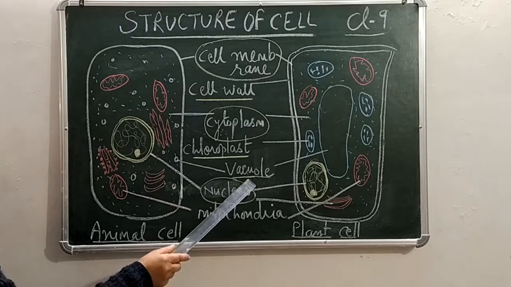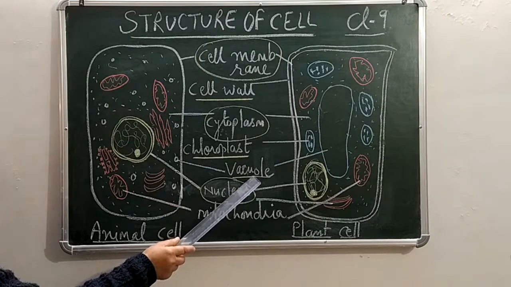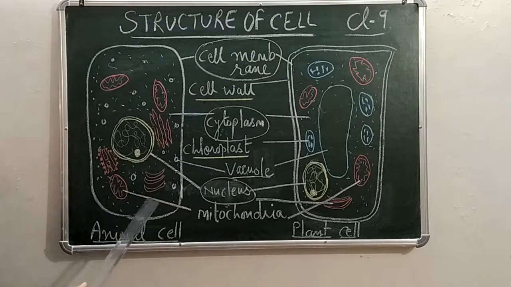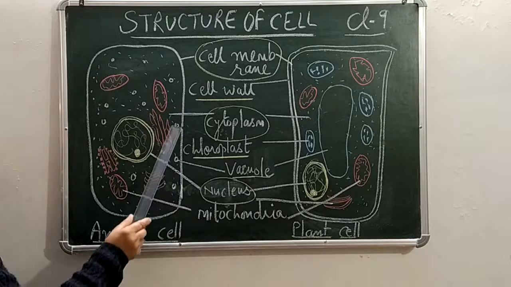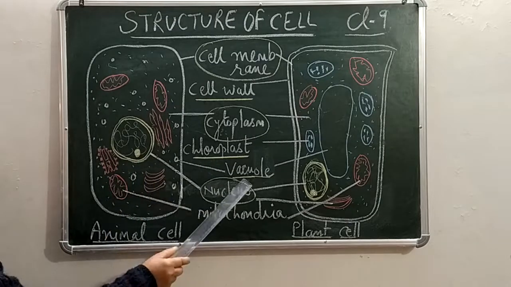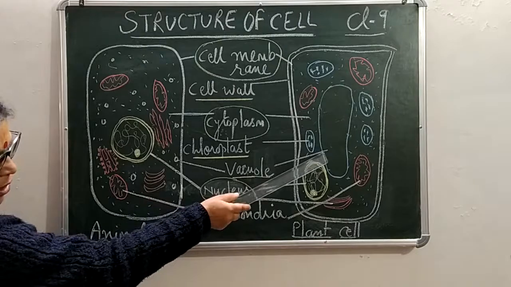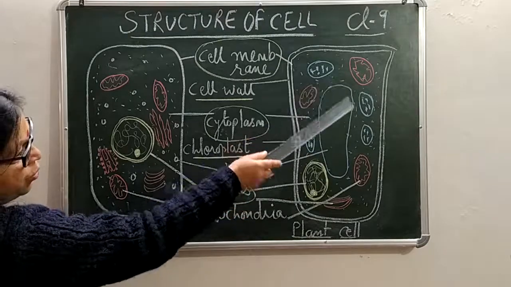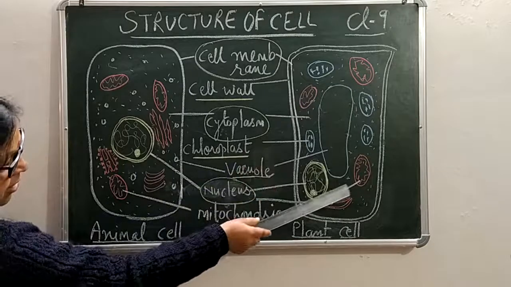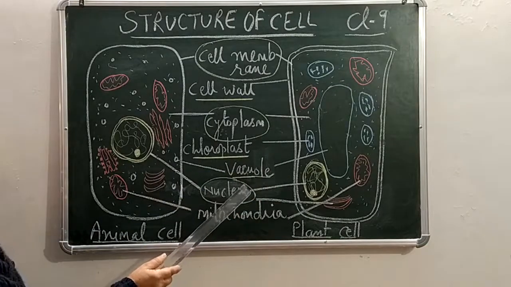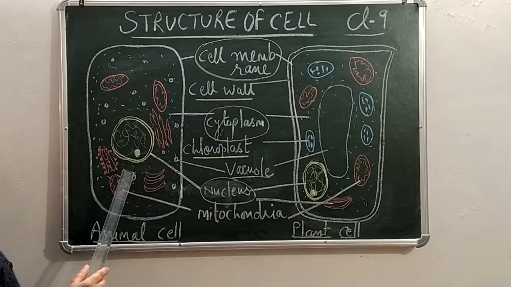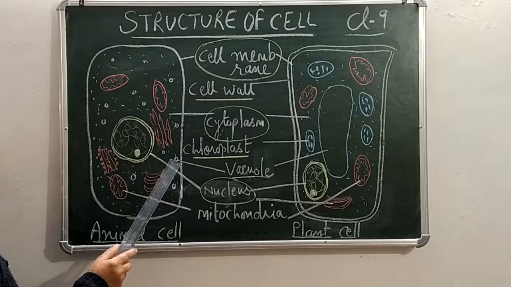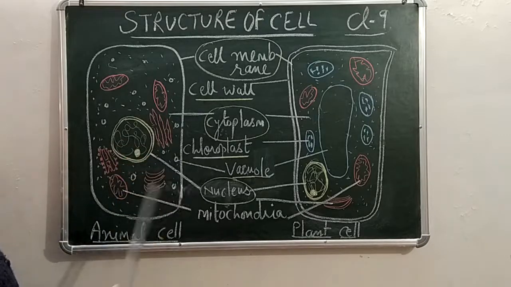And the third difference is vacuole. Animal cells either do not have any vacuole, or if vacuoles are present in an animal cell, they are very, very small, and many small vacuoles are present. In a plant cell, you can clearly see that there is a large vacuole almost in the center of the cell. So this is the third difference between animal and plant cell. Plant cells have a large vacuole, and animal cells have many very small vacuoles, or sometimes vacuoles are even absent.